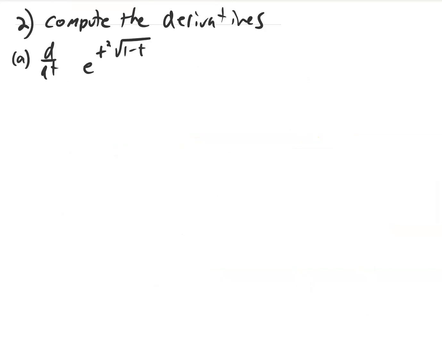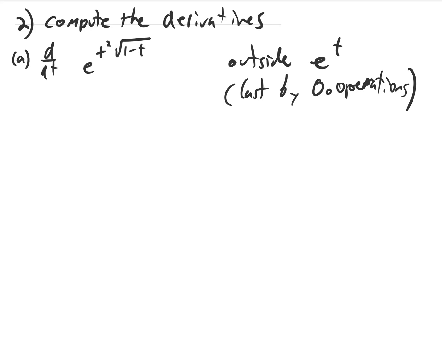All right. Next, let's compute the derivatives of some functions that take multiple steps. We'll have to use product rule, quotient rule, chain rule in some combination. So for this first one, the derivative of e raised to this quantity, that's the product of t squared and root 1 minus t. We have the outside function. The outside function is e to the t. This is last by order of operations. That's how we decide what the outside function is.